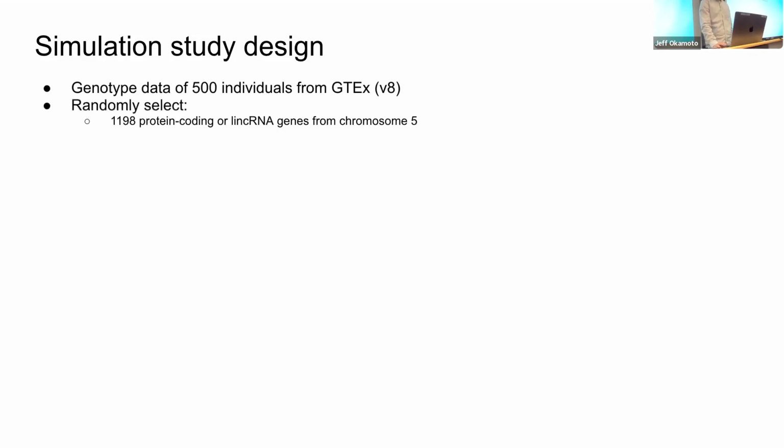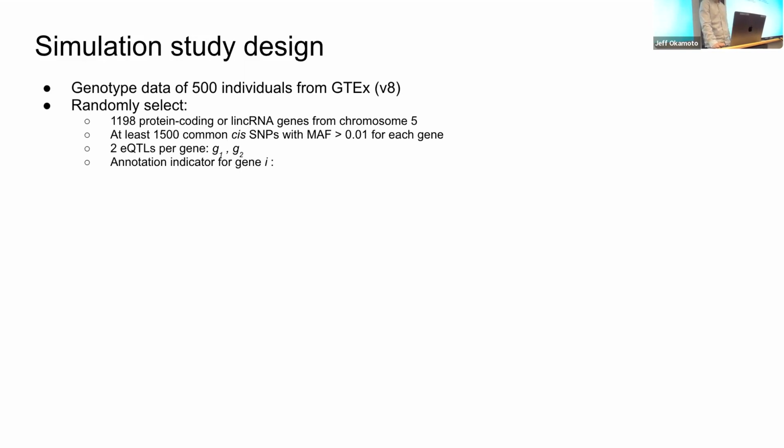So here's some of the details of the simulation study design. We're using genotype data from 500 individuals from the GTEx project. We're randomly selecting about 1,200 genes, each with about 1,500 common cis-SNPs. We're selecting 2 true eQTLs per gene, and we're annotating each gene as either a member or not a member of a gene set with essentially probability 0.4.